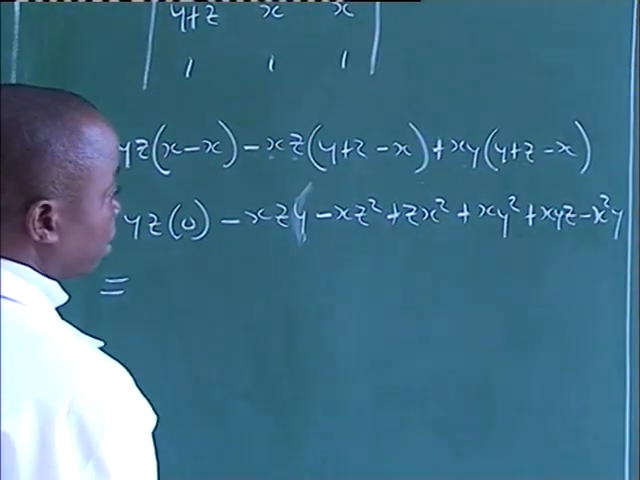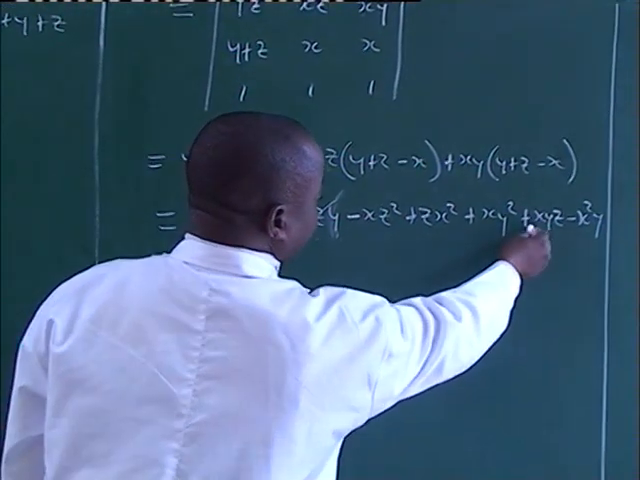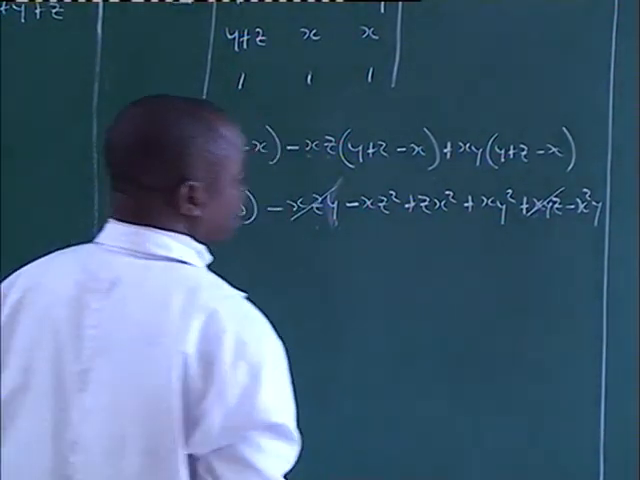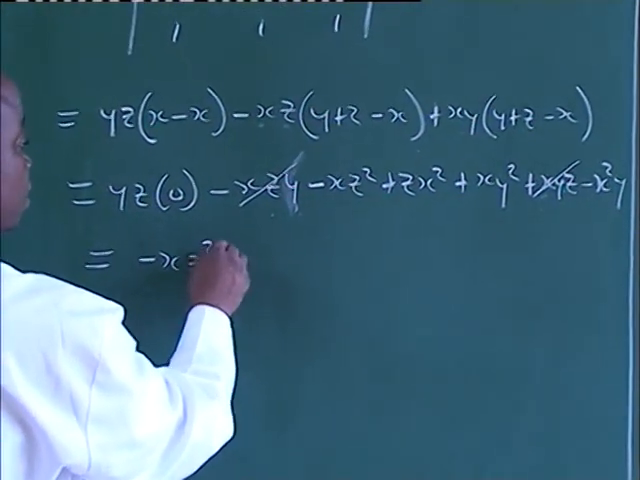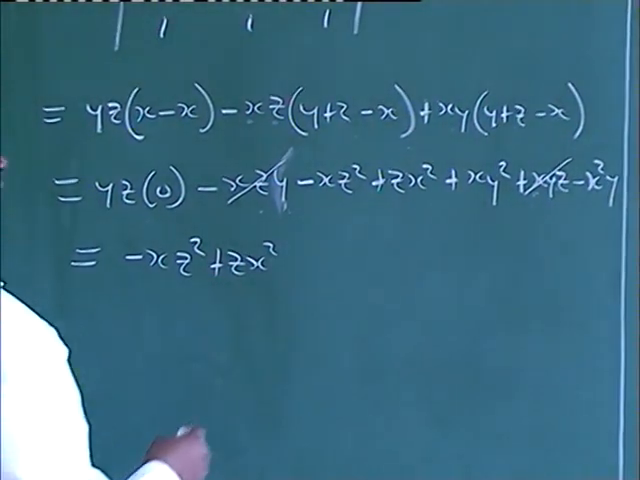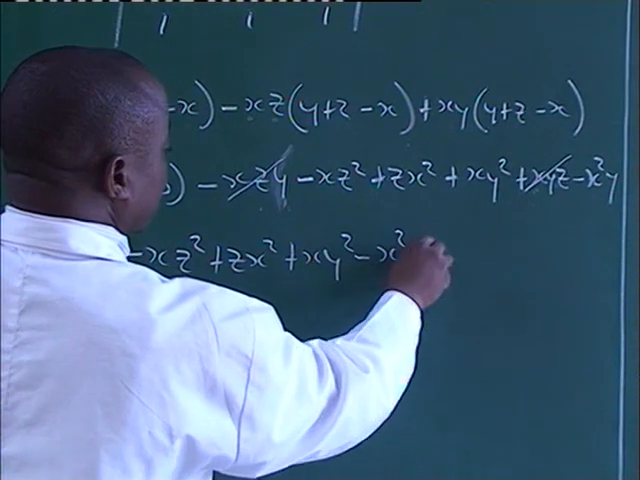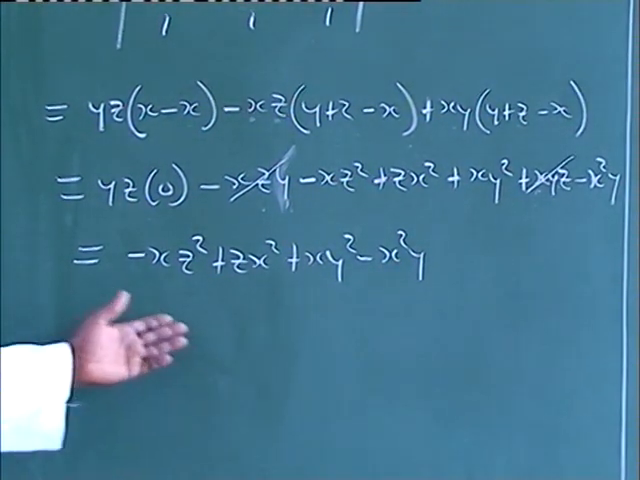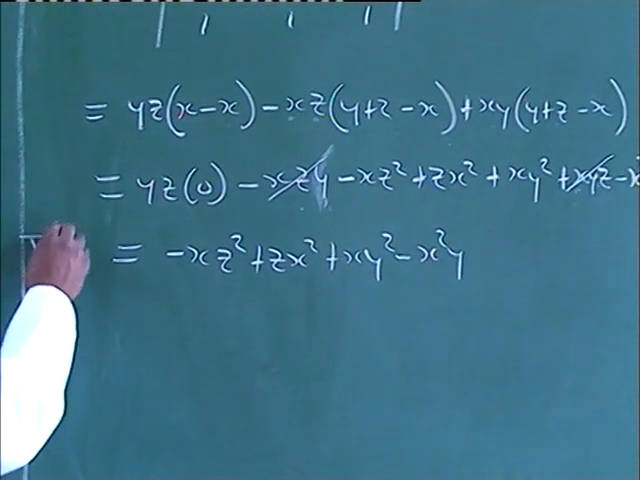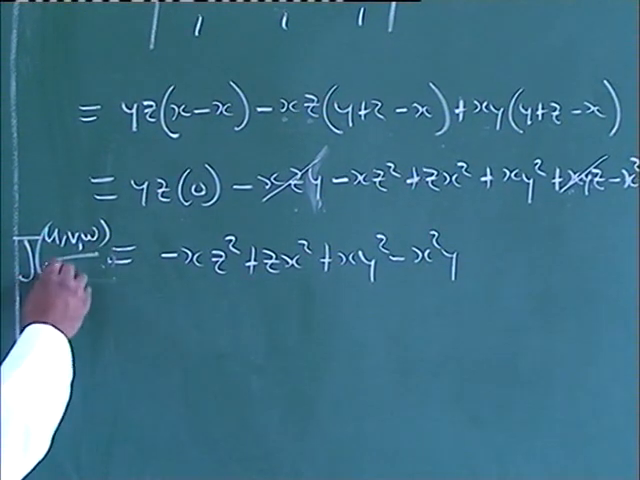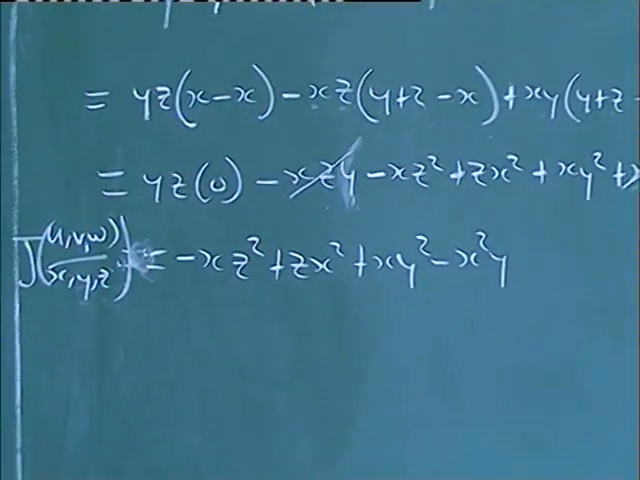So what we have here is minus xzy plus xzy. See the sign here. So those ones can go. So that will give us minus xz square plus zx square plus xy square minus x square y. So that is the Jacobian. That is the Jacobian of u, v, w with respect to x, y, and z. It's very simple to deal with.